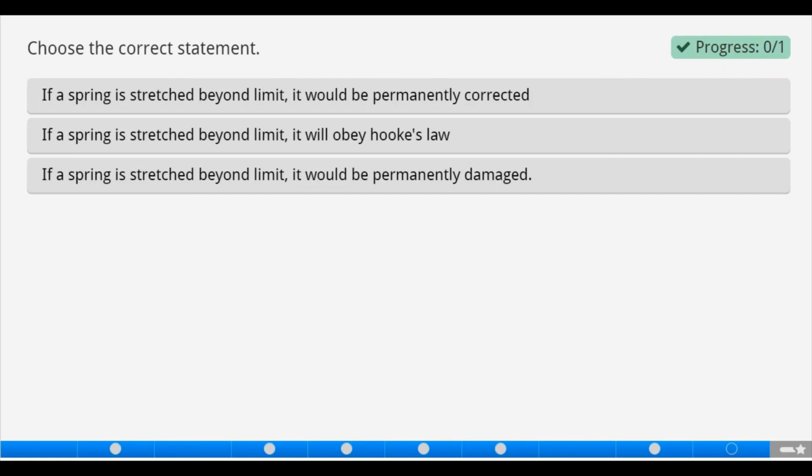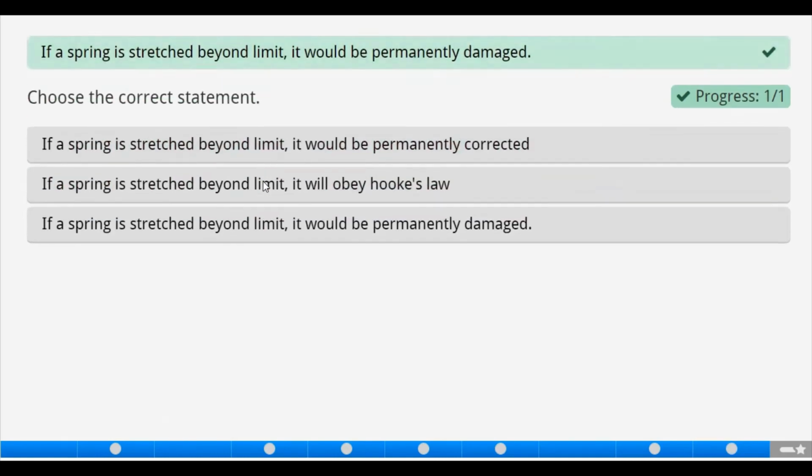If a spring is stretched beyond limit, it will obey Hooke's law. No, this statement is false, because Hooke's law only comes into play when there is a relationship between extension and force. And when a particular spring is loaded beyond normal, it becomes permanently damaged. It becomes inelastically useless. So if a spring is stretched beyond limit, it will be permanently damaged. So this is the correct statement.